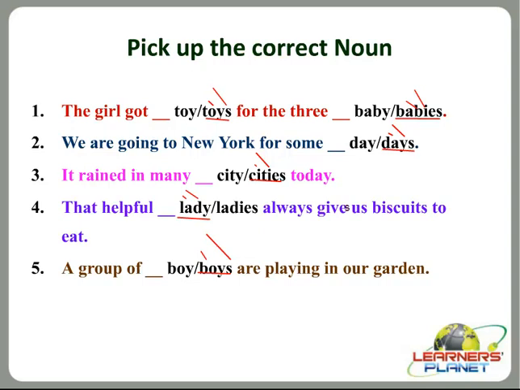So let's revise. The girl got toys for the 3 babies. We are going to New York for some days. It rained in many cities today. That helpful lady always gives us biscuits to eat. A group of boys are playing in our garden.